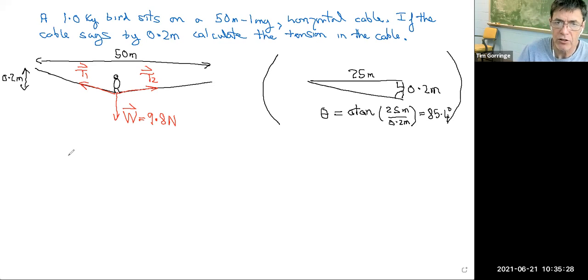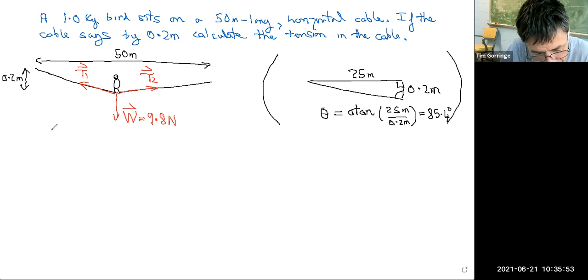The first thing I want to start with is this idea that the bird and the cable are in equilibrium. The bird's just sitting there, happily sitting there on the cable. And the bird's not moving around, the cable's not moving around. The bird and the cable are in equilibrium. The sum of the forces on the cable must add up to 0.